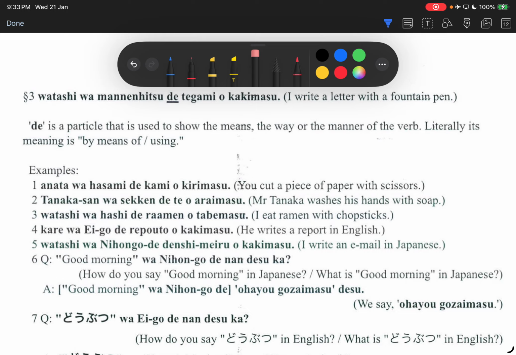2. 田中さんは石鹸で手を洗います。So 石鹸で, by soap or with soap, 手を洗います。You realize I keep using the word by because I don't want to confuse you all with the word with. So I keep saying by.